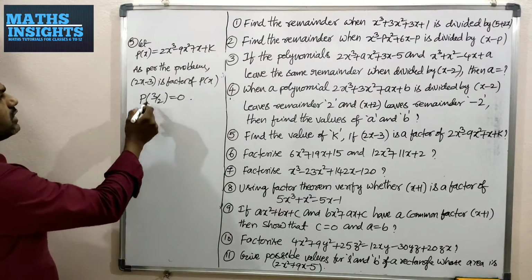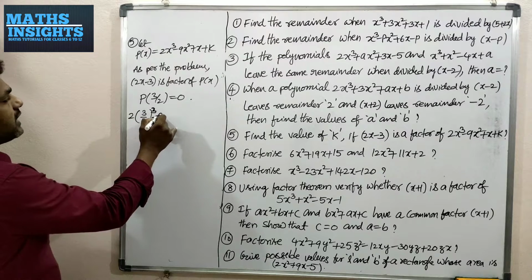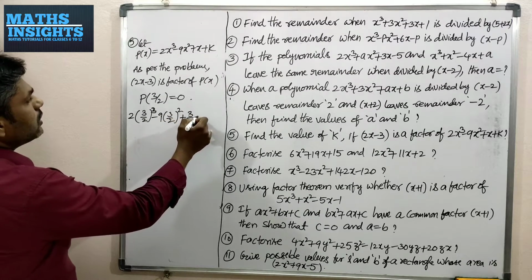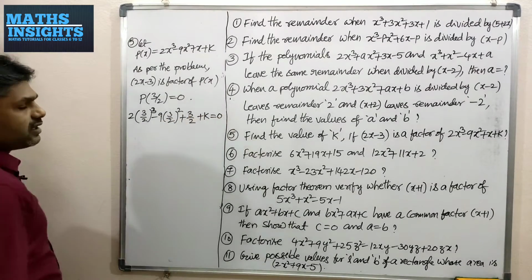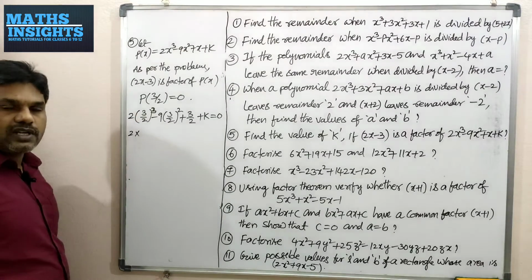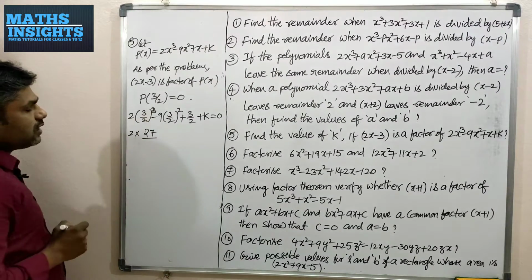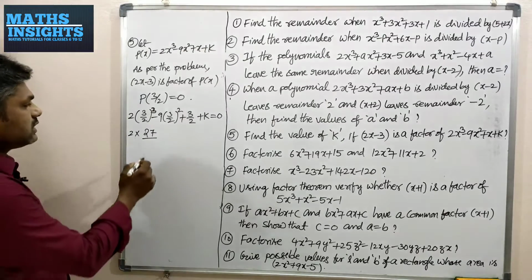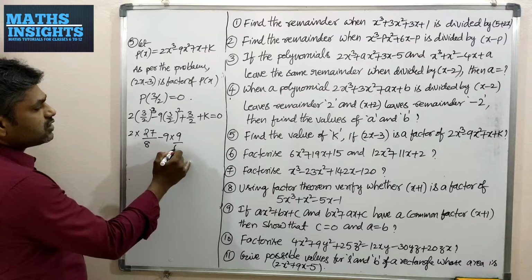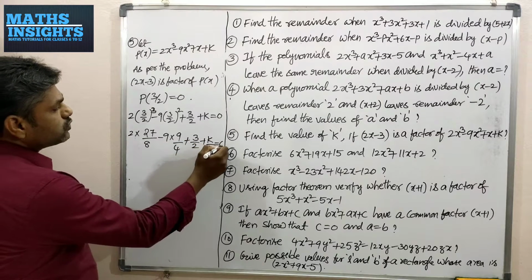Therefore 2 into, in the place of x, I am substituting 3 by 2, whole cube, minus 9 into 3 by 2 whole square, plus 3 by 2, plus k is equal to 0. Factor theorem. Therefore this is 2 into 3 cube. 3 is multiplied 3 times, that will become 27 by, again 2 cube will become 8, minus 9 into 3 square is 9, 2 square is 4, plus 3 by 2 plus k by 1 is equal to 0.